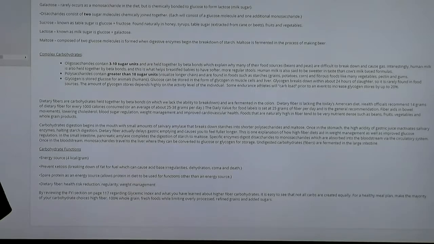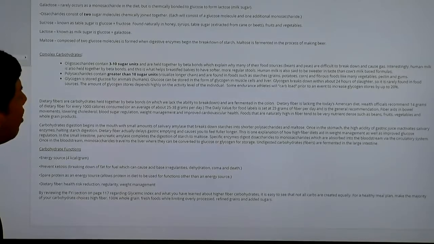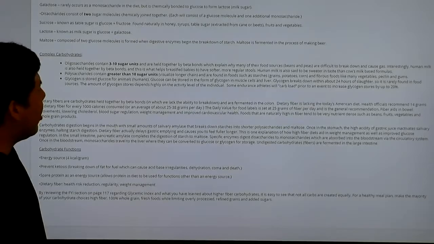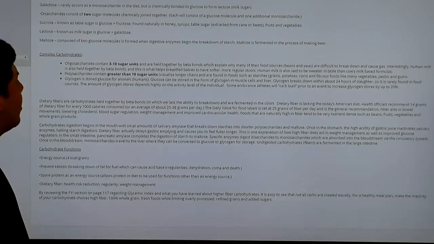And so, complex carbohydrates. Oligosaccharides contain 3 to 10 sugar units and are held together by beta bonds, which explain why many of their food sources are difficult to break down and cause gas. Interestingly, human milk is also held together by beta bonds, and this is what helps breastfed babies to have softer, more regular stools. Human milk is also said to be sweeter in taste than cow's milk-based formulas.